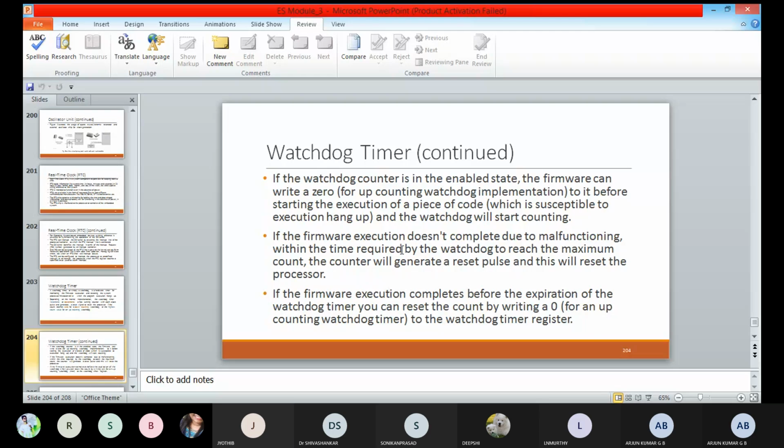This kind of watchdog timer will be implemented by using flip-flops also. That is nothing but counters. Using the counters, we can implement these watchdog timers.